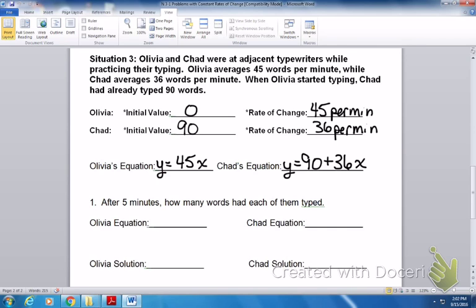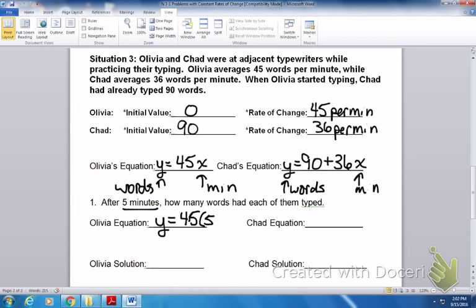So we need to answer a couple of questions about that. It said, after 5 minutes, how many words had each of them typed? Now, 5 minutes, that's going to be our x value, because in both of these, x is minutes. y is the number of words. So I'm not going to plug it in for y this time. I'm going to plug it in for x. So I know that y equals 45x, but I also know what x is in this situation. It's 5. So Olivia's equation is y equals 45 times 5. 45 times 5 is 225 words.